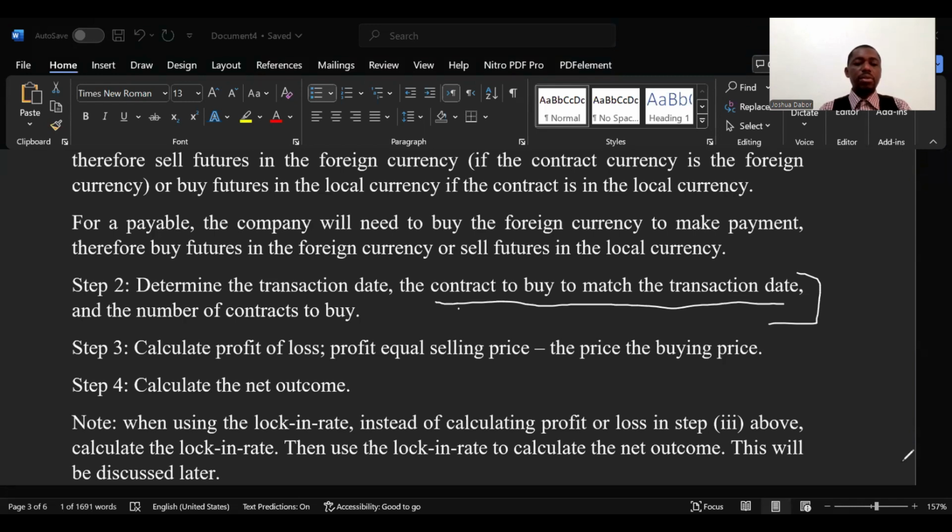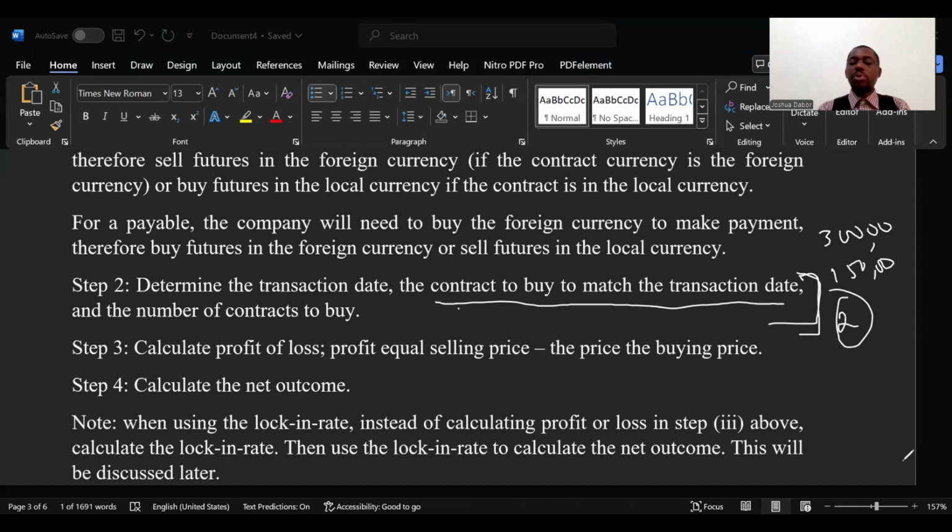The third step now is either you use... So let me add to the steps. After you determine the futures that you want to buy and the transaction date, you will need to determine the number of contracts to buy or sell. So if you are hedging 300,000, right? And each contract is 150,000. So it means that for you to hedge 300,000, you need to buy how many contracts? You need to buy 2 contracts. So you need to determine the number of contracts.